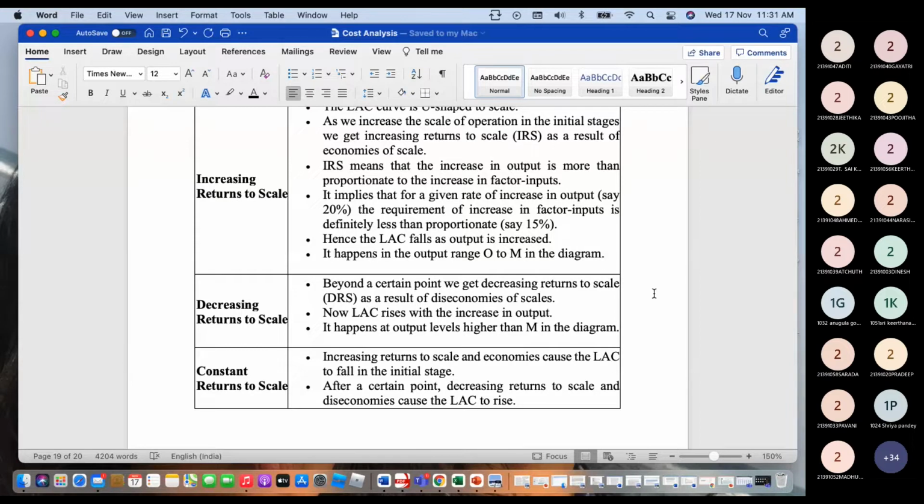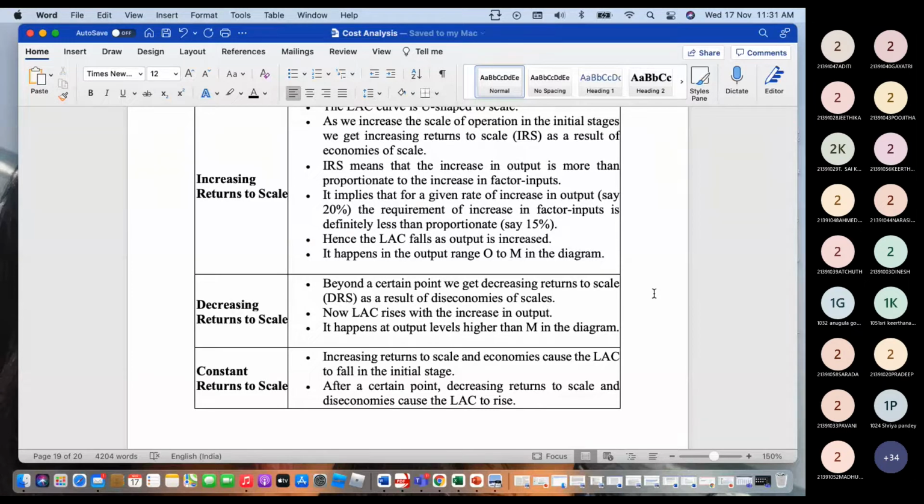And after that point, if the firm is still increasing its level of output by increasing all factor inputs, the firm will start experiencing decreasing returns to scale. And I think all of you understand decreasing returns to scale means that the cost is going to be higher.